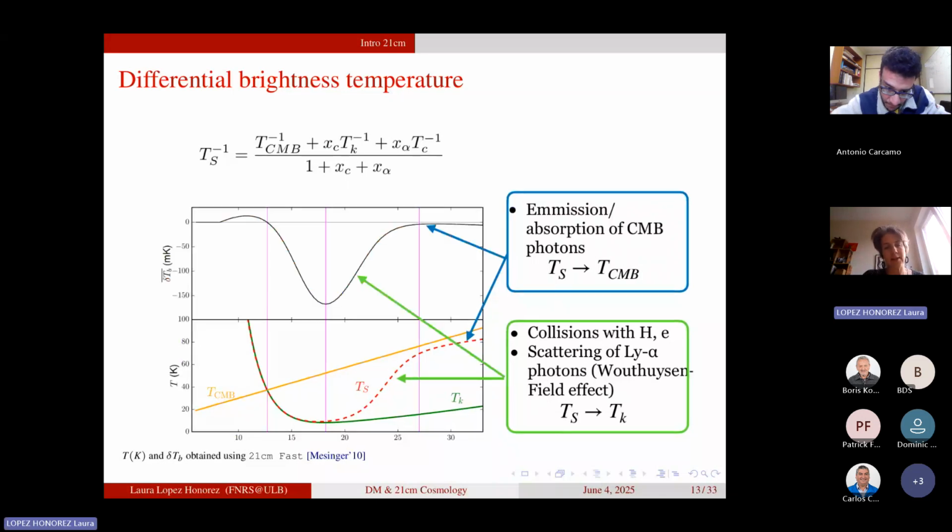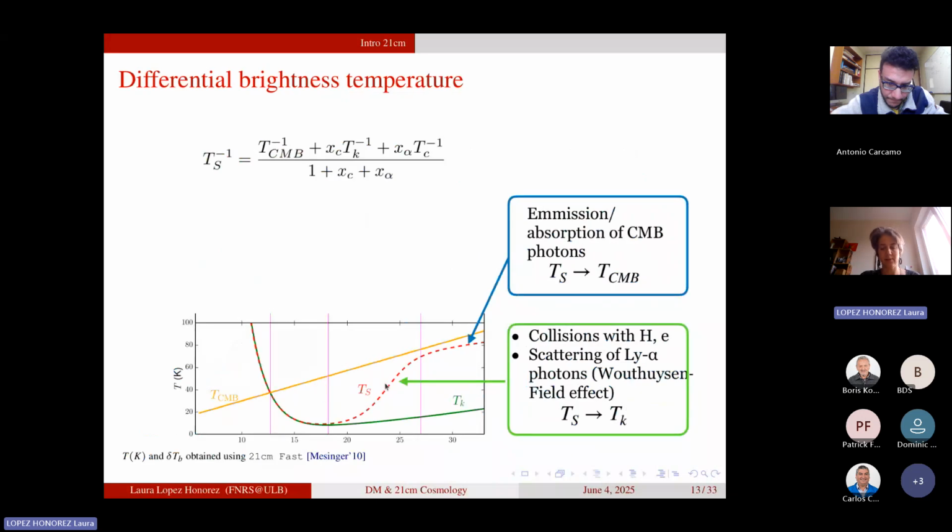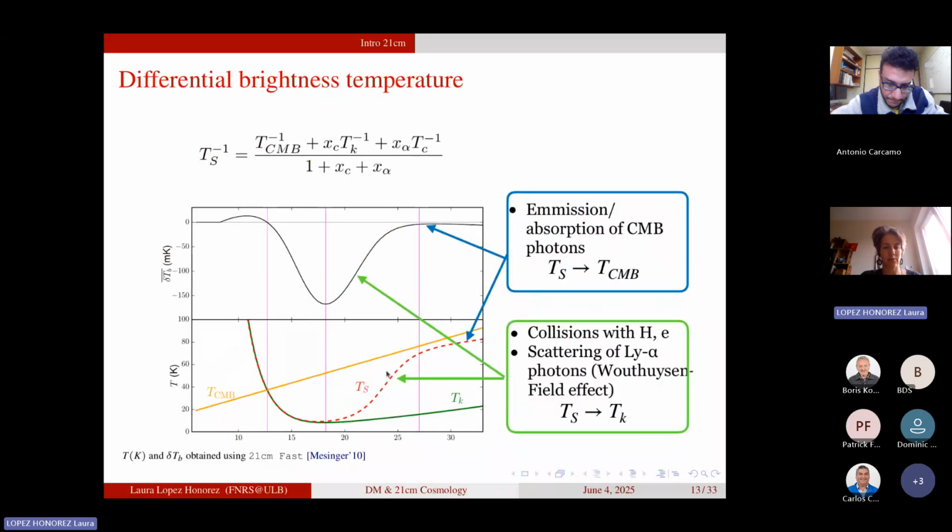This is the temperature, and I want to go to the differential brightness temperature. What you see is that the differential brightness temperature, which I should remind you appeared as 1 minus the temperature of the source divided by the spin temperature, is obviously going to depend on these quantities that I showed here as a function of redshift. When the spin temperature is sticking to the gas temperature and below the CMB temperature, the differential brightness temperature is going to be negative, and essentially the signal is seen in absorption with respect to the CMB.